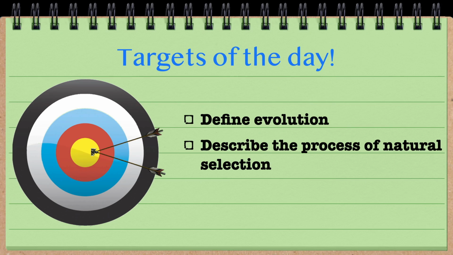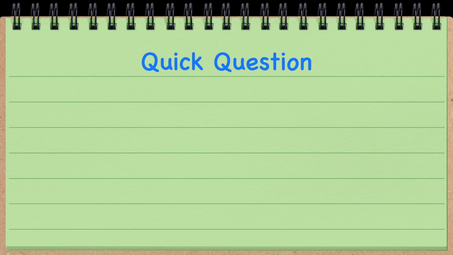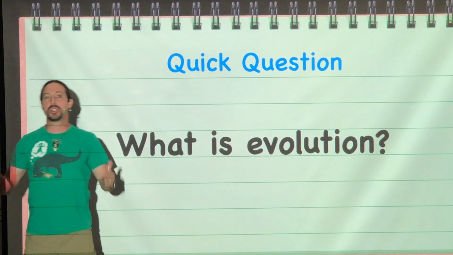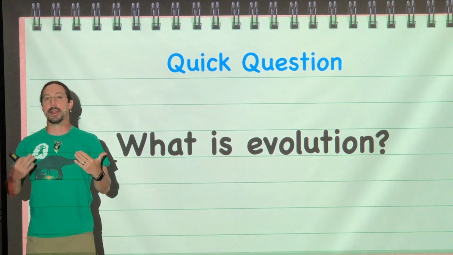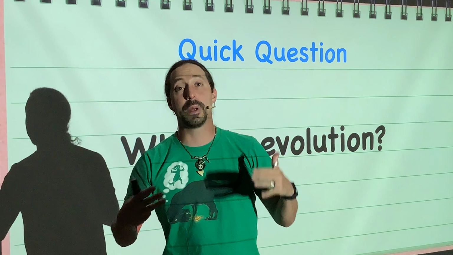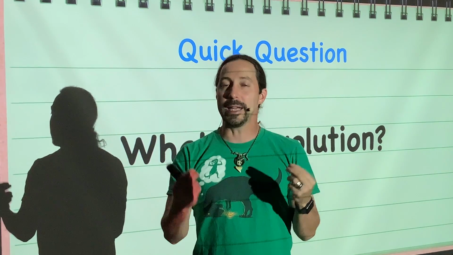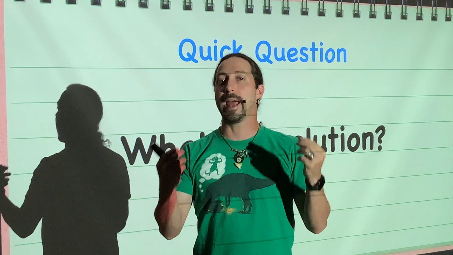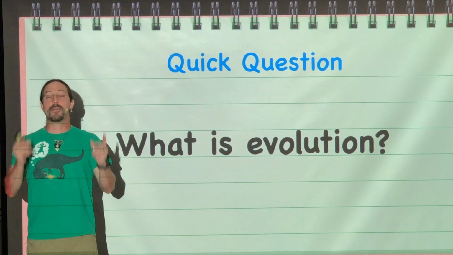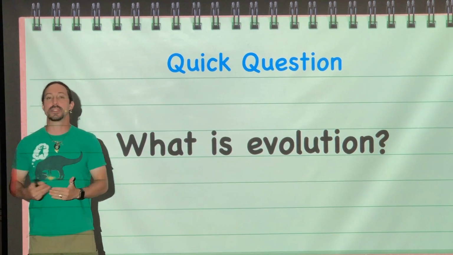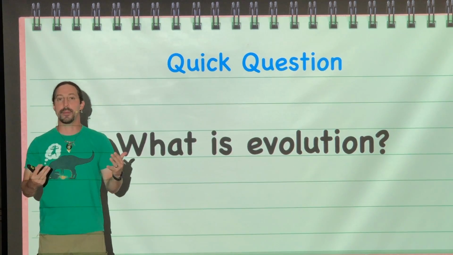But before we get too far, quick question, which is, what is evolution? Because evolution gets thrown around as a term a lot. And unfortunately, a lot of people don't actually know what evolution means, and they think it means a lot more than it actually does. Evolution means change. It's talking about how organisms change over time.